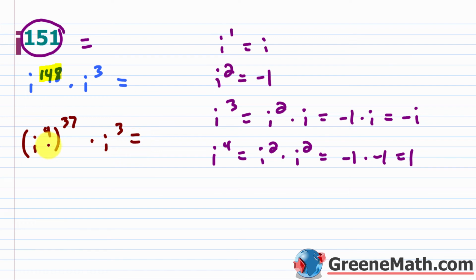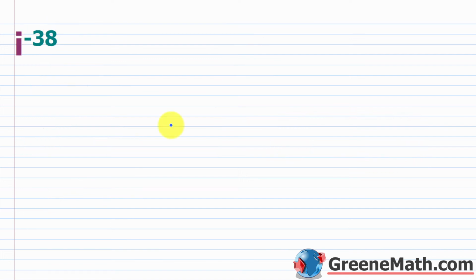Now, why does this work? i to the fourth power, we see over here, is 1. So this guy right here is 1 raised to the 37th power. 1 to any power is always 1, right? So I can basically just get rid of this and say this is a big fat 1 now, times i cubed, okay? So I've dealt with that. And now I can just go to my little reference here and say, well, what's i cubed? It's negative i, okay? So that's basically what you want to do when you have a problem like this when this guy's positive. All right, let's look at another example.